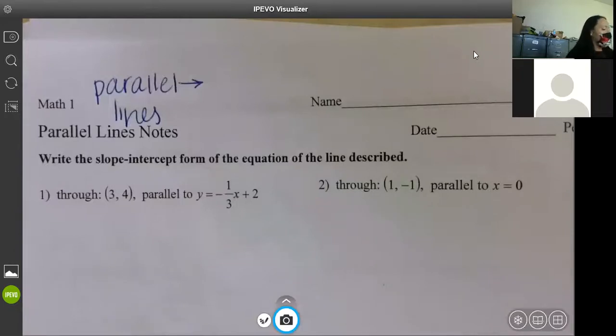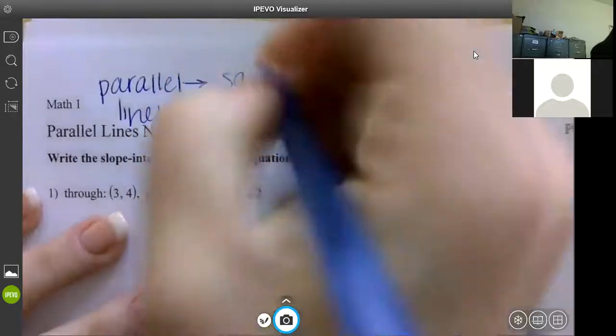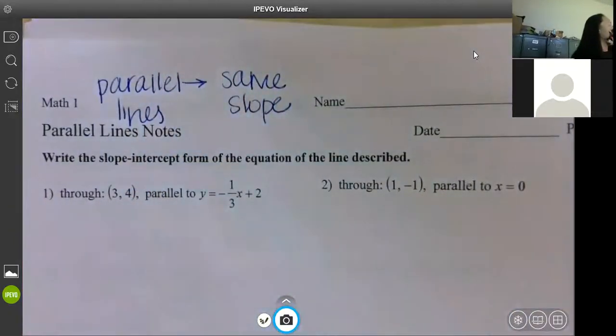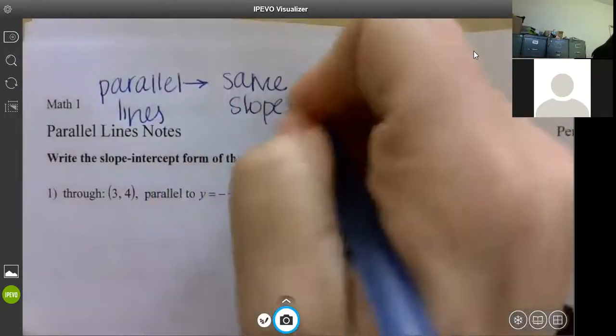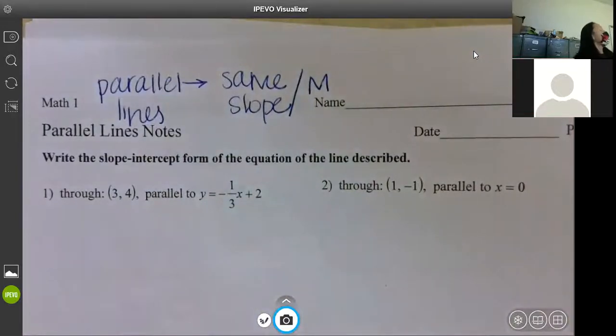I apologize. All right, so what does parallel mean? Tell me about parallel lines. They never touch. Do you know why they never touch? This is what's important to us. They have the same slope. So parallel lines have the same slope. And that's all that matters in this course. So remember, that's M in our equation, or the number in front of X when it's solved for Y.